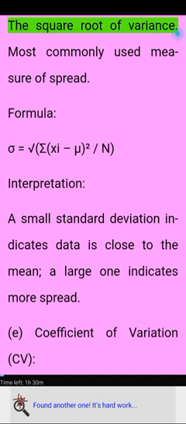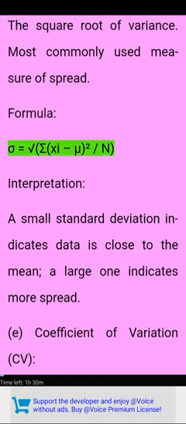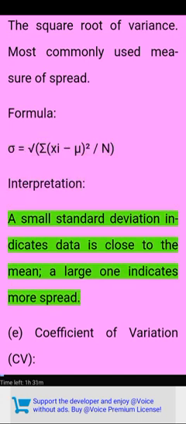D. Standard deviation, sigma or S. The square root of variance. Most commonly used measure of spread. Formula: Sigma equals the square root of sigma of (x minus mu) squared over n. Interpretation: A small standard deviation indicates data is close to the mean, a large one indicates more spread.